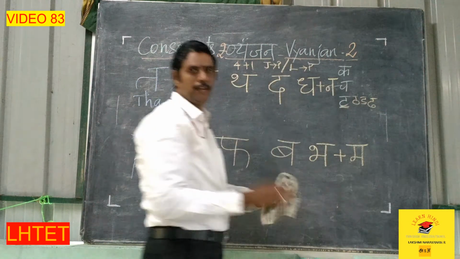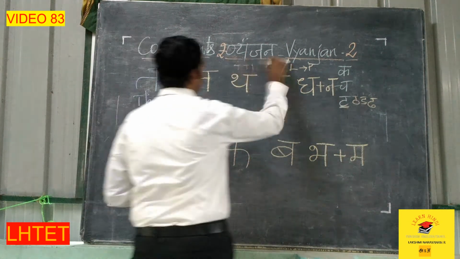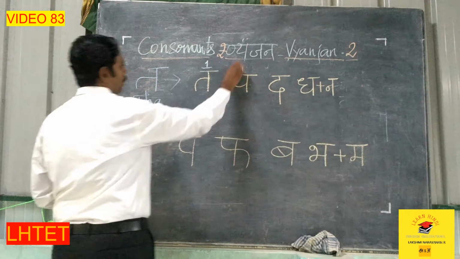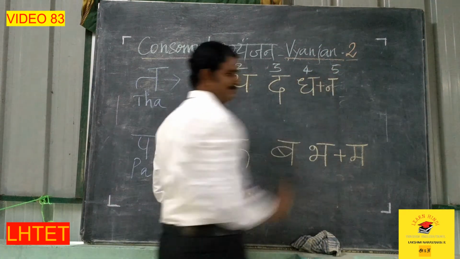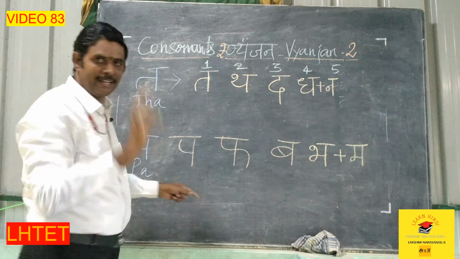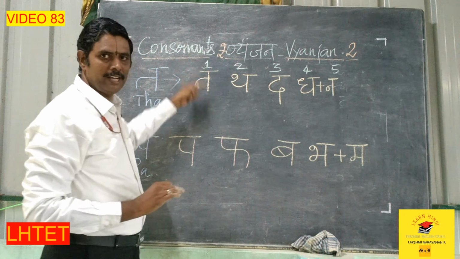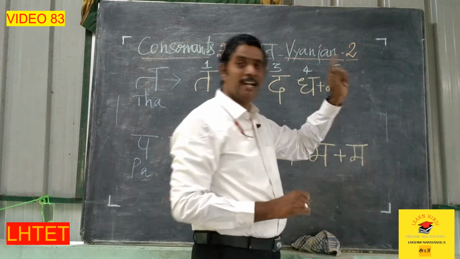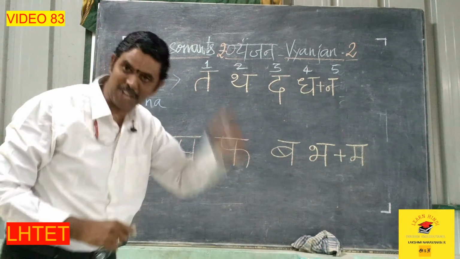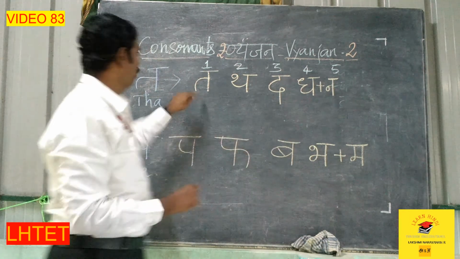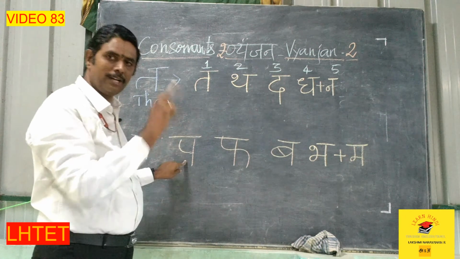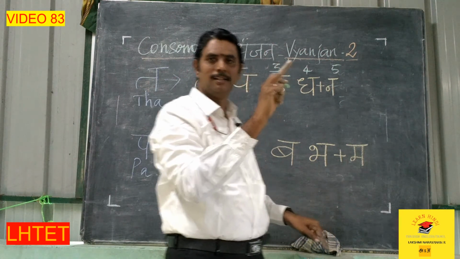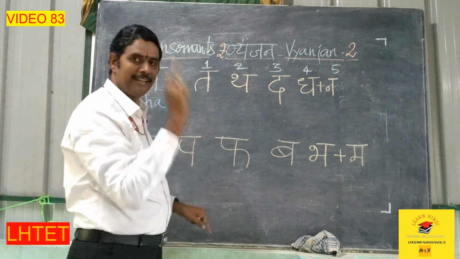Just for your understanding, if I give the numbers 1, 2, 3, 4, 5, just think that I am giving the number. 1 is always ordinary: ka, cha, ta, ta, pa. The second one is the development of the first. Where you have said ka, you have to say kha. Where you have said cha, you have to say chha. Where you have said ta, you have to say tha. Where you have said pa, you have to say pha. Third one is light: ga, ja, da, ba.